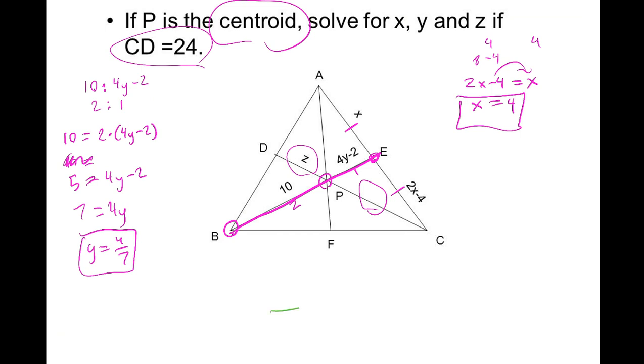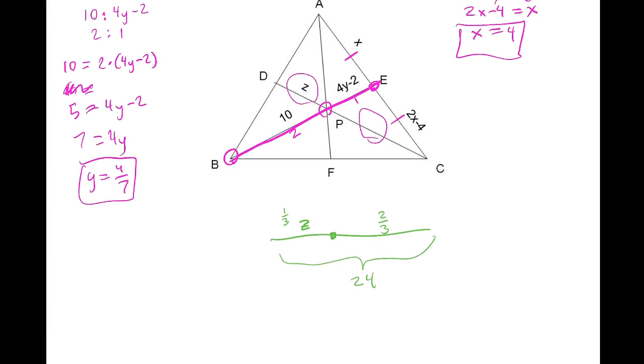So it says the whole length of this segment is 24. And this segment over here is z. And this is the longer one. So this is 2/3 of it. This is the 1/3 portion. So how could you solve this? I mean, one way is just 1/3 of 24 is equal to z. And so z is equal to 8. That's a pretty straightforward way.